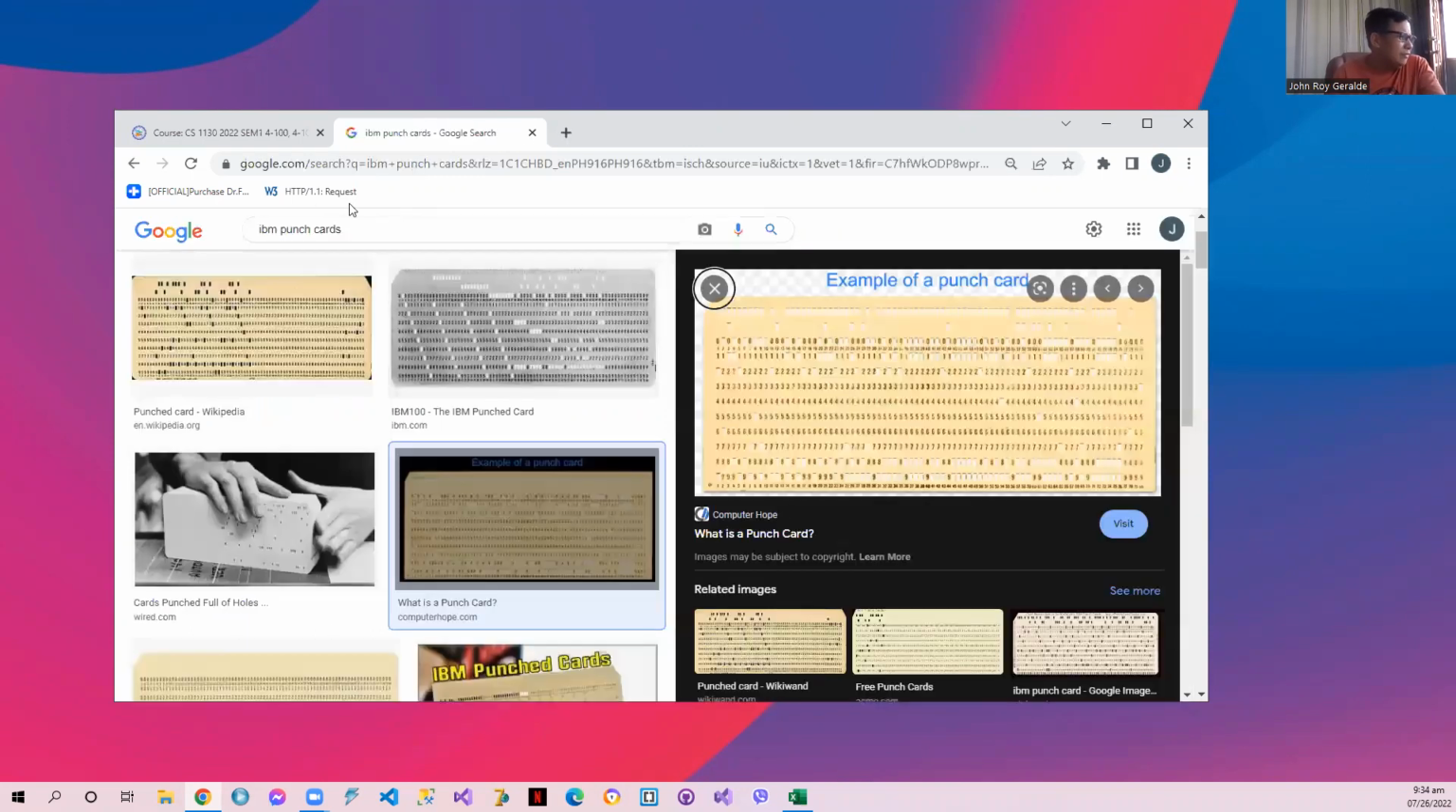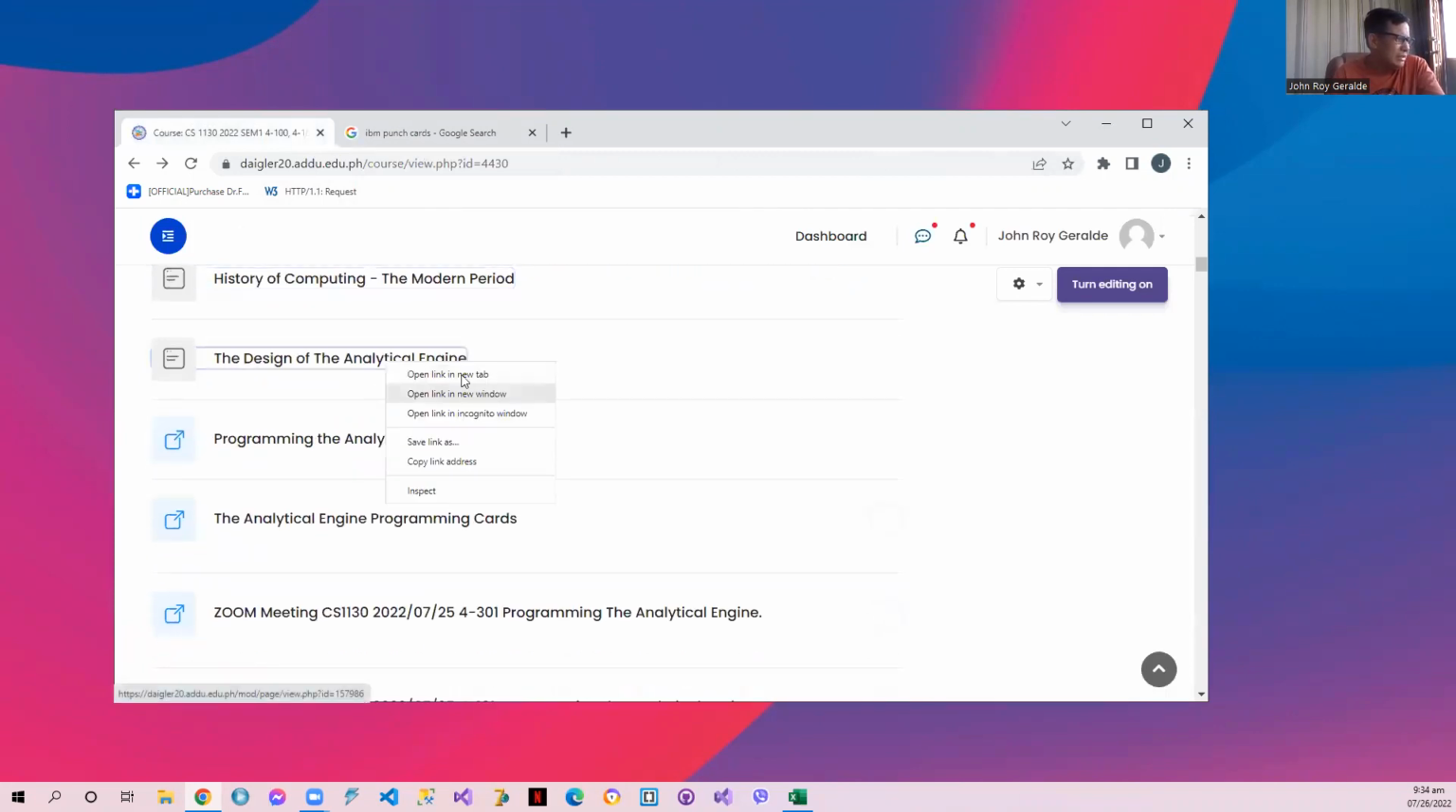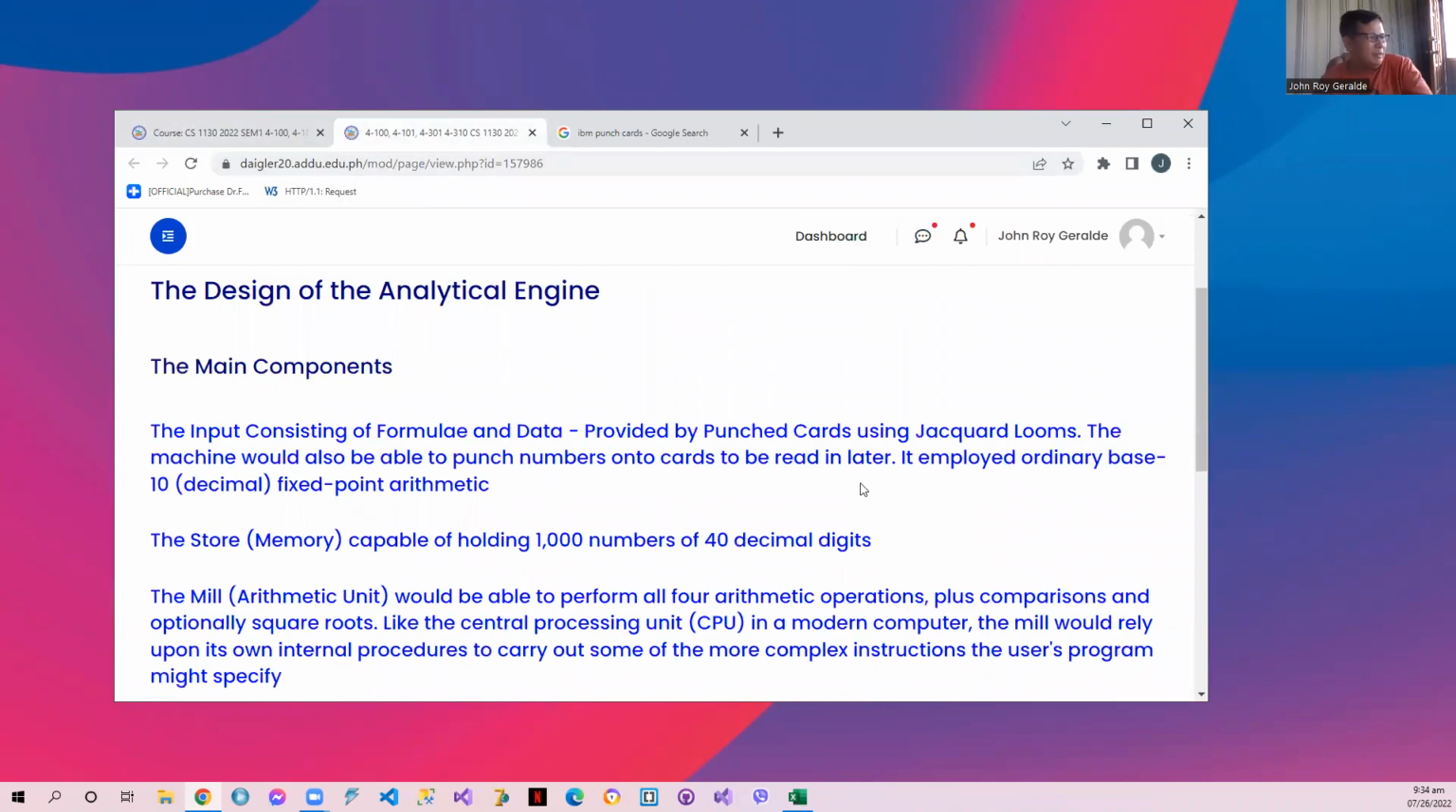If you go to your Degler class, there's the design of the analytical engine. There are two main components of the analytical engine. The input to the engine is usually a formula and data. There are two sets of input, formulae and data. The data is provided by punch cards using Jacquard's loom. The machine would also be able to punch numbers onto cards to be read in later, so it has the capability to save data on punch cards. And it uses 10 decimal fixed point arithmetic. Later, we will describe what fixed point and floating point representations are and differentiate the representations. What are the pros and cons of fixed point and floating point?